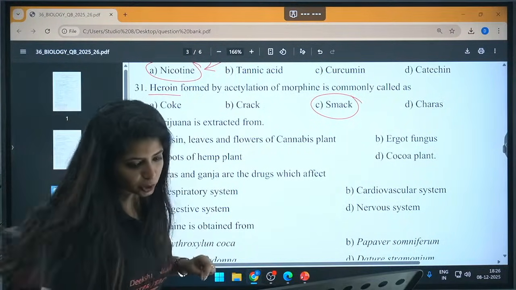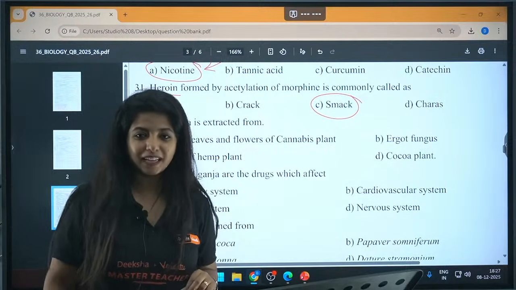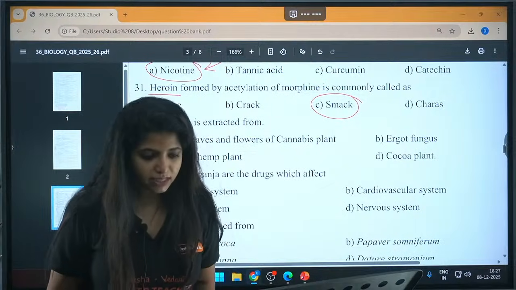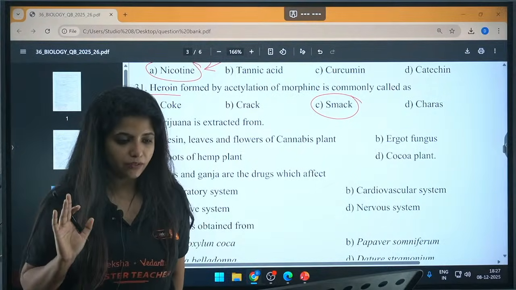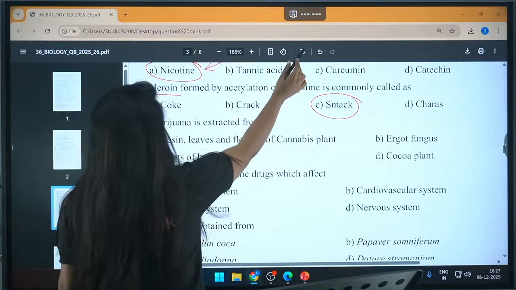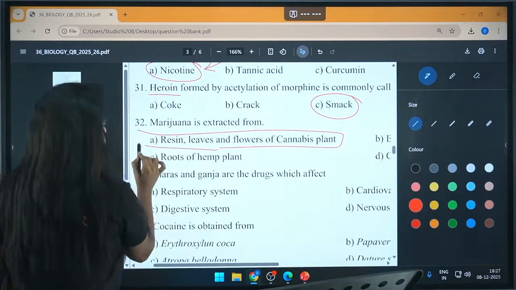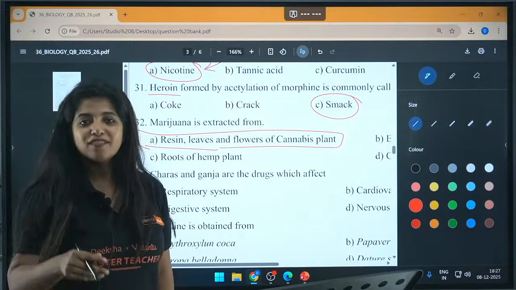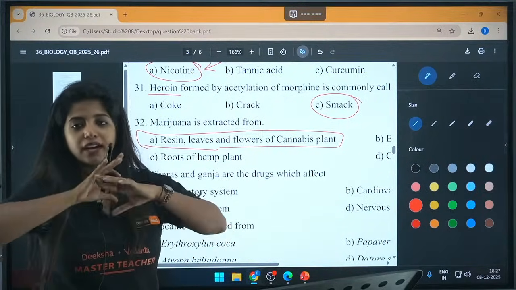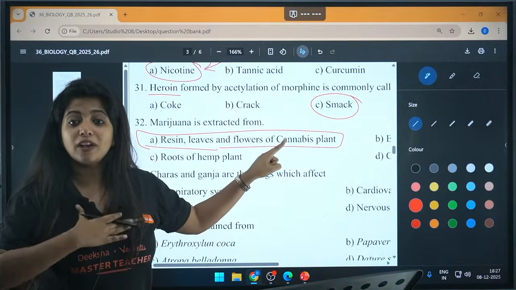32A is the answer, is what Nagaraj is saying. Rukmini also says 32A. Anyone to compete with them and say no, 32A is not the answer? No. Putta also says 32A. So everyone says they are correct. Yes, you are absolutely correct. It is from resin, leaves and flowers of the cannabis plant. Cannabis sativa is a plant. From each part of this plant you can get drugs. Marijuana, hashish, charas, ganja, everything is from this particular plant. And it affects our cardiovascular system.